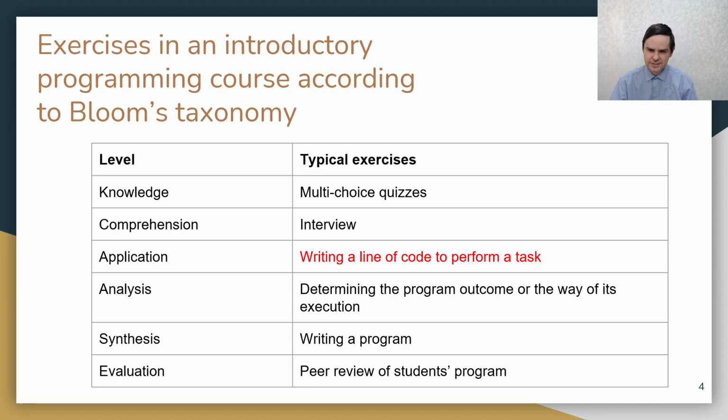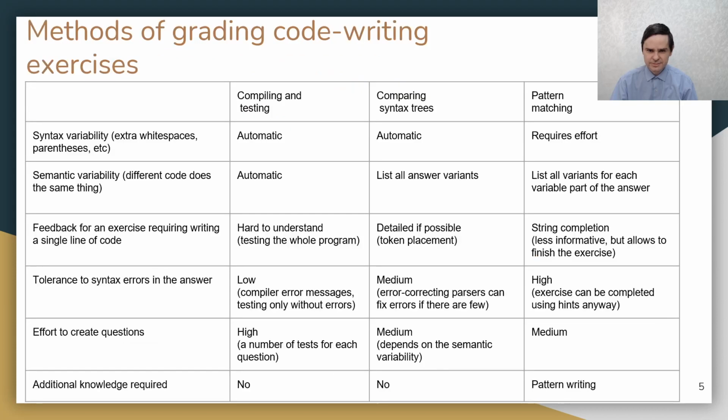Writing a line of code is a task at the application level of Bloom's taxonomy, requiring students to apply syntax and semantic rules of the programming language they study. This provides adequate scaffolding to analyzing and writing programs by developing underlying skills to be automatic.